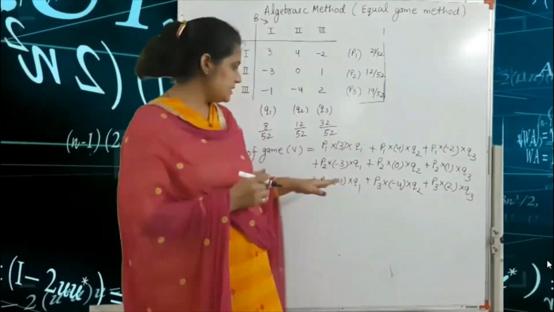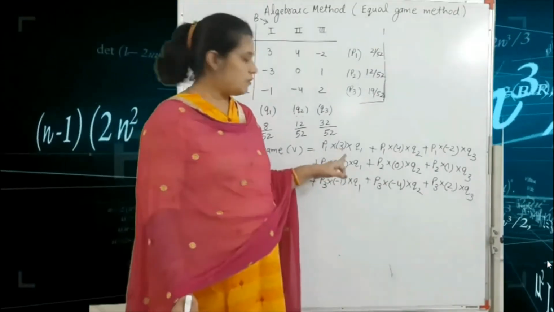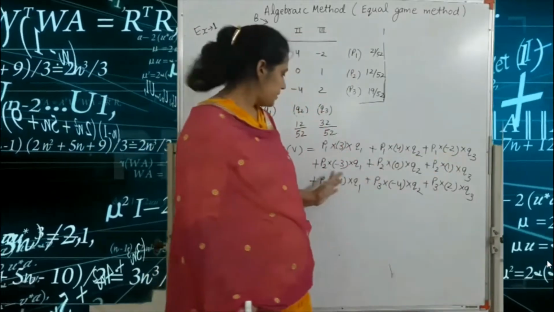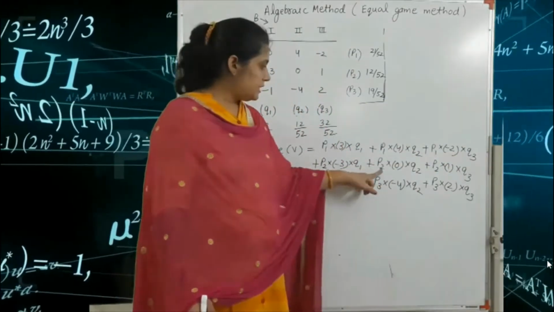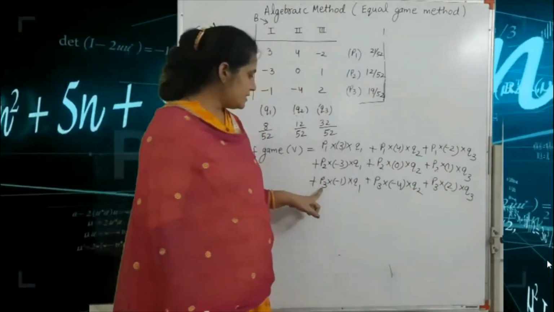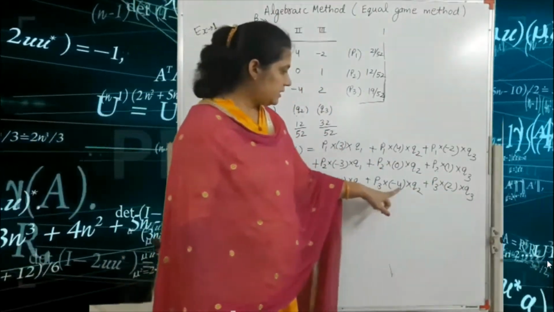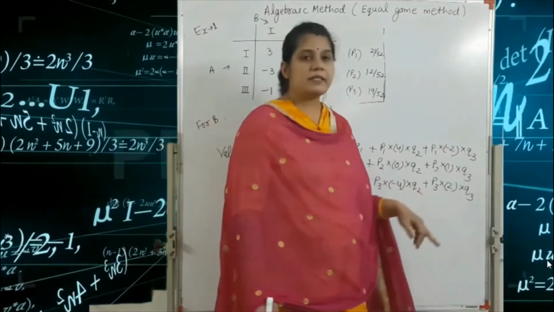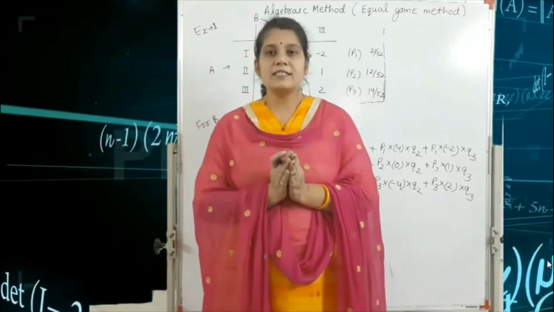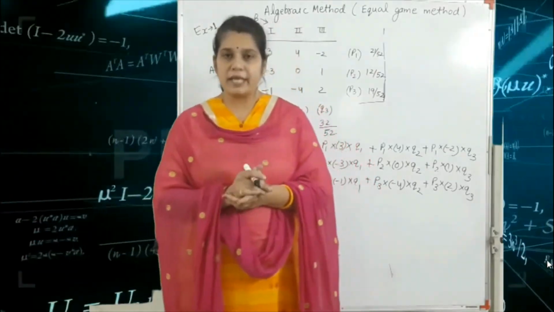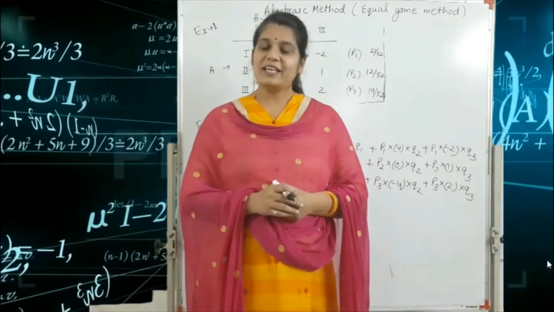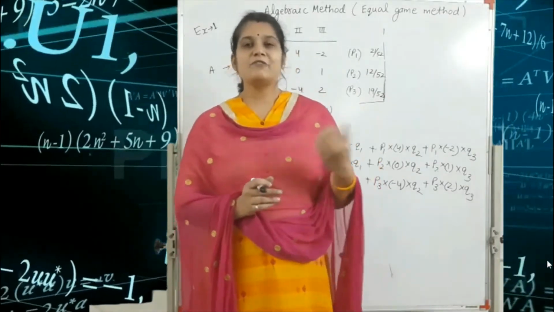Final answer means we put the values of P1 Q1, P1 Q2, P1 Q3, P2 Q1, P2 Q2 and P2 Q3, and last P3 Q1, P3 Q2 and P3 Q3, and after solving this equation we get the final answer for the value of gain according to this 3 by 3 matrix. So this is the algebraic method for finding the value of a 3 by 3 matrix.